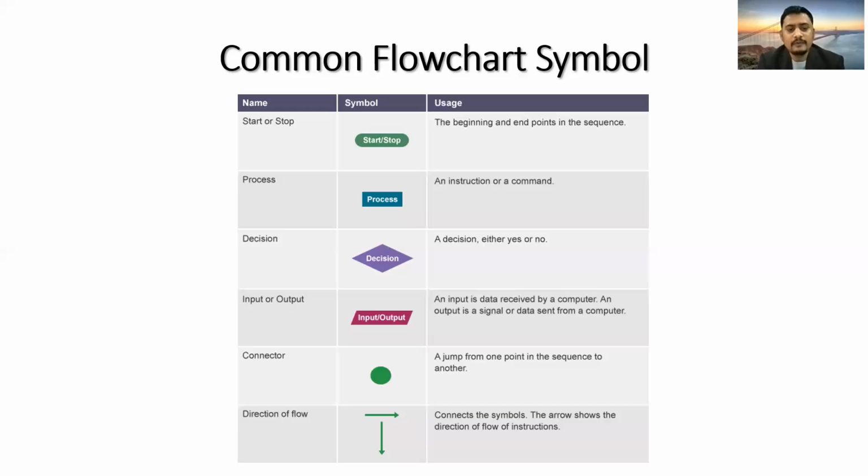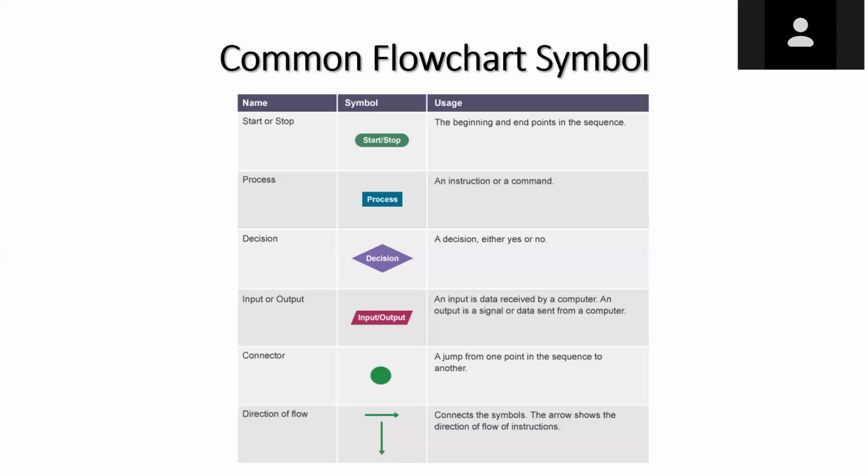And the next one, the input and output symbol. We can call it a parallelogram. This parallelogram is used to show input and output. When we need to input some data or some instructions into the computer or into the program, at that time we use this kind of symbol in our flowchart. And when we get output from the program, we also use this kind of symbol.